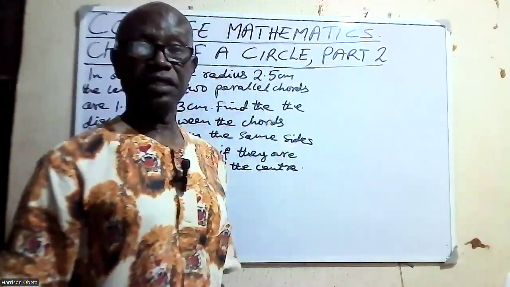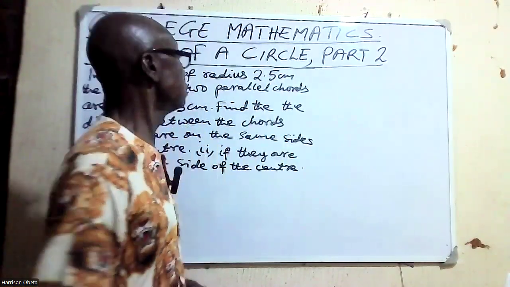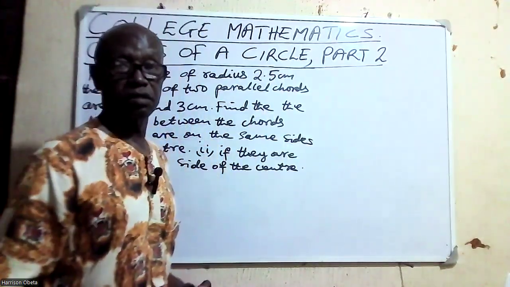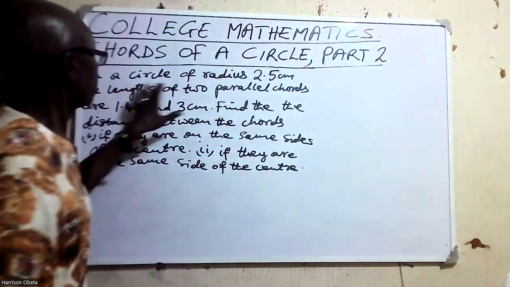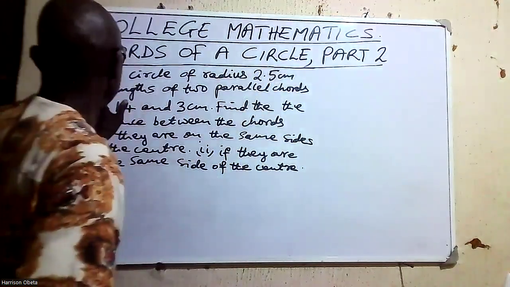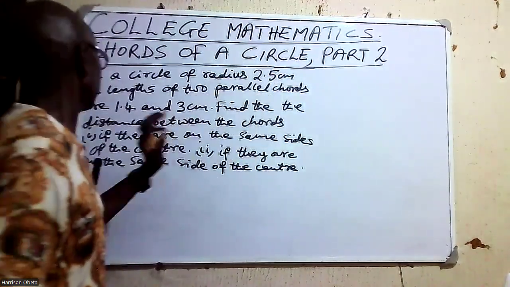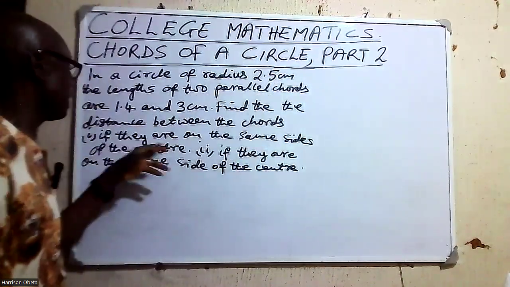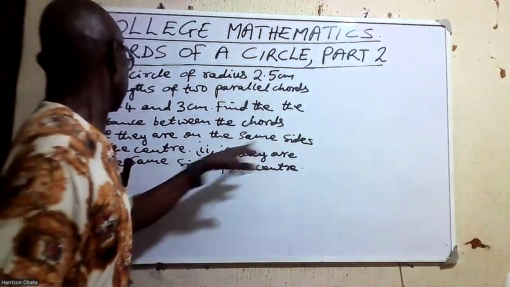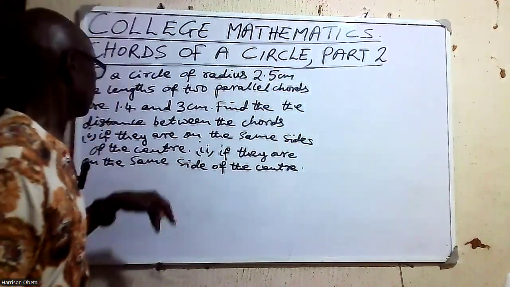Hello, welcome back. We are still treating chords of a circle, and we have a question on the board. In a circle of radius 2.5 cm, the lengths of two parallel chords are 1.4 cm and 3 cm. We have to find the distance between the chords if they are on the same side of the center.